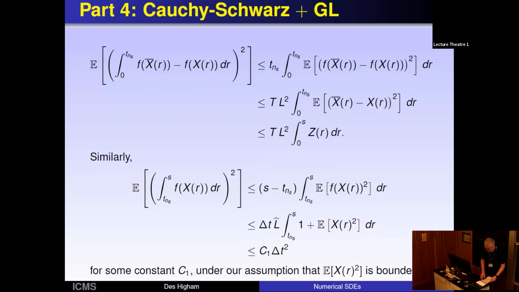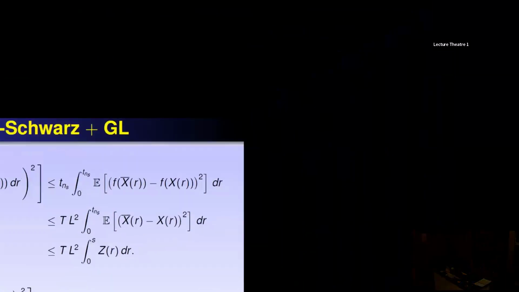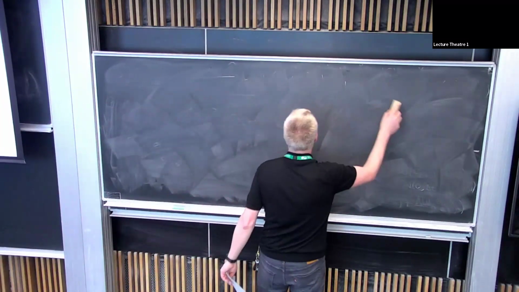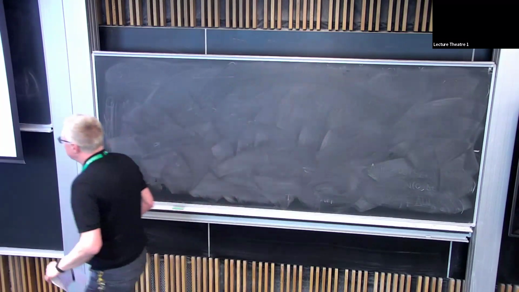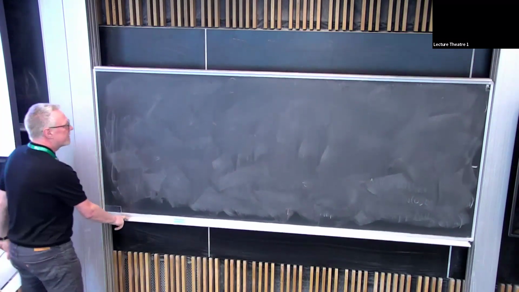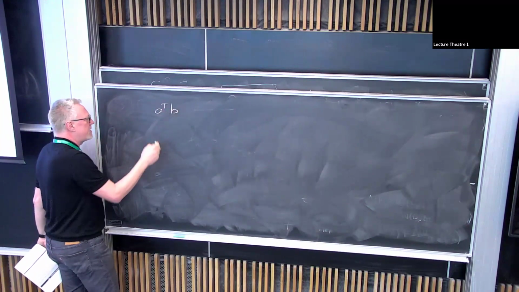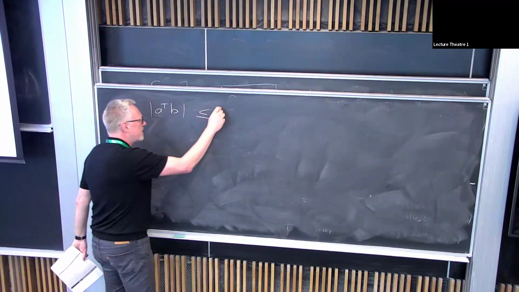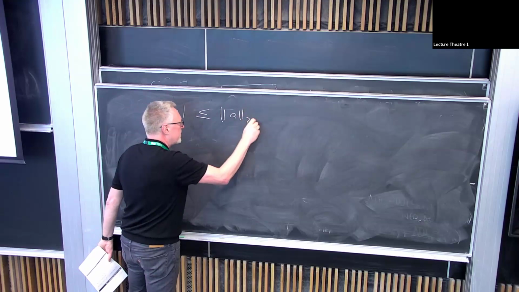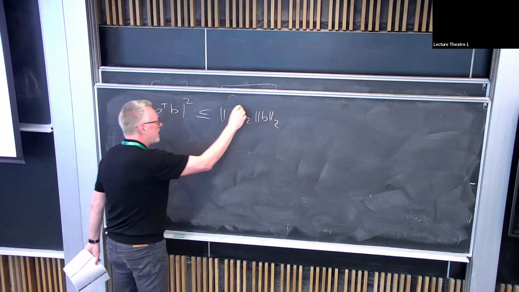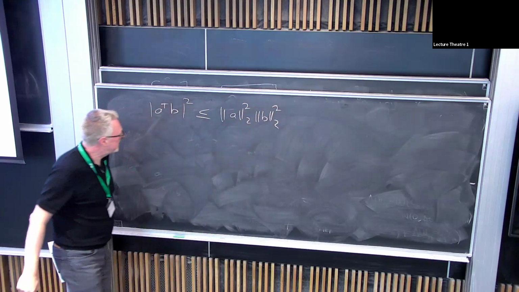So this is where Cauchy-Schwarz is going to come in. I'll explain that a bit more. From a linear algebra perspective, if you've got two vectors A and B, then A transpose B can be bounded by the 2 norm of A times the 2 norm of B, or you can square that if you like. Okay, so that's probably familiar to people.